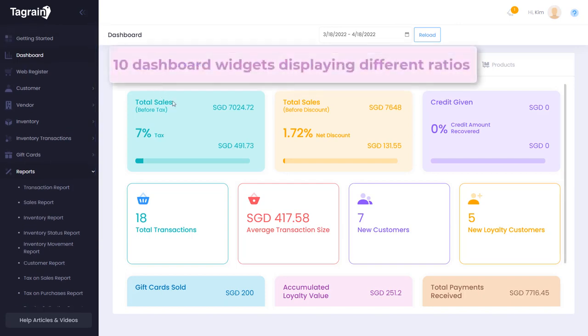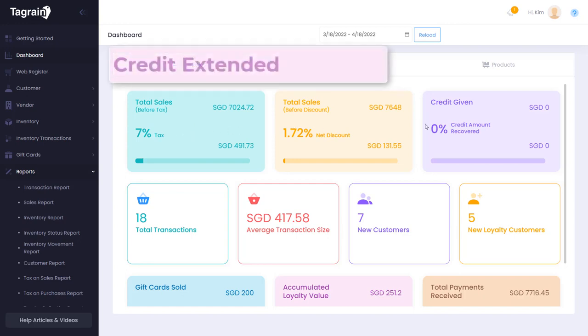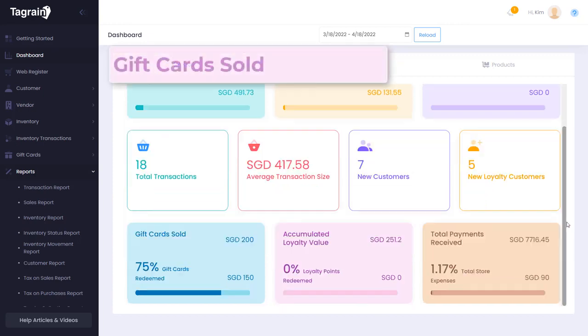There are 10 different widgets that display the most important performance indicators. These performance indicators display different ratios like sales to tax, sales to discount, credit extended, average transaction size, gift cards sold, etc.